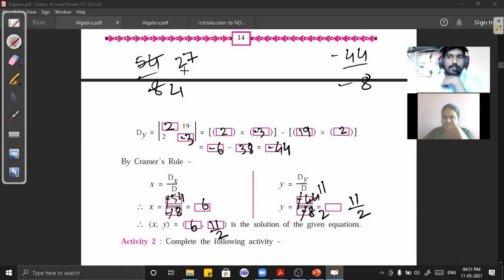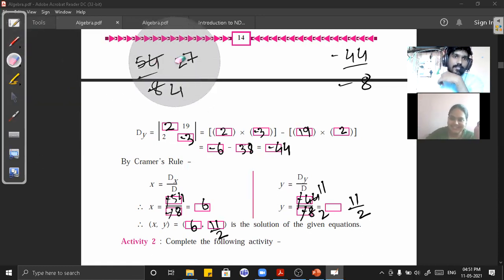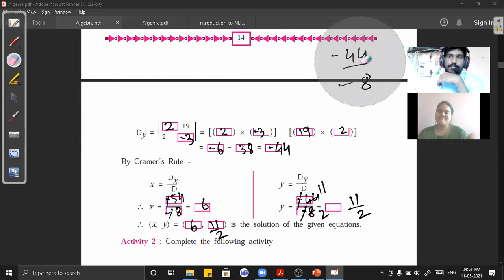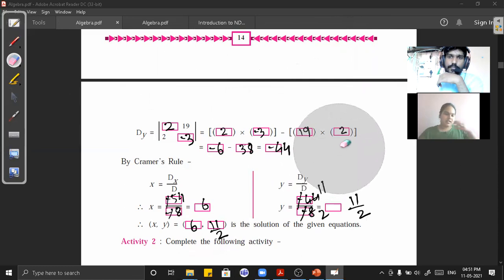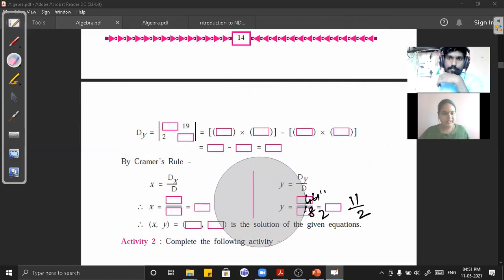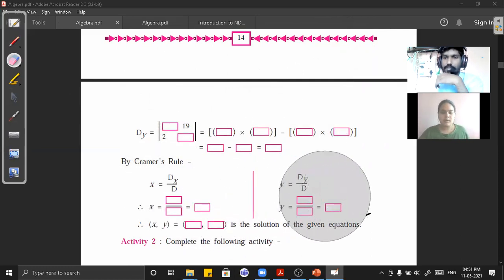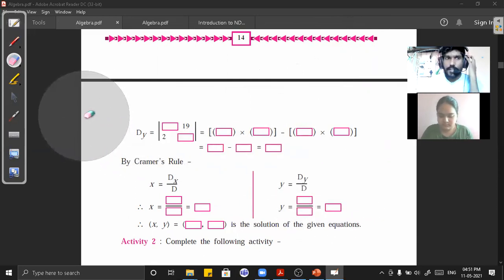I got it. Okay. So should I erase this? Yeah, yeah. Why is it like this? I don't know. Why is it not giving us a proper answer? Yeah, okay. Sometimes we can get fractions also. That doesn't matter. We can get fractions also.